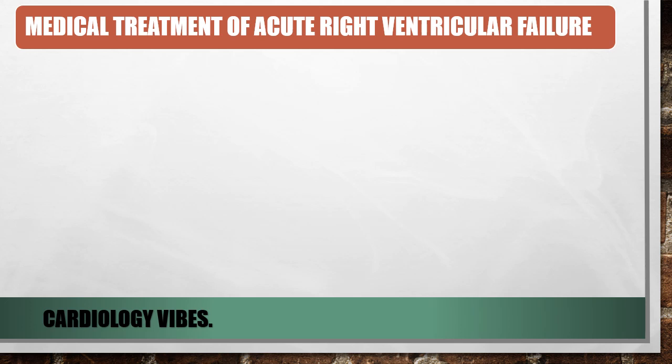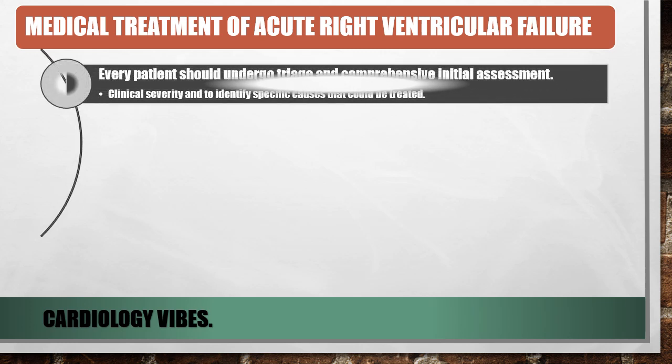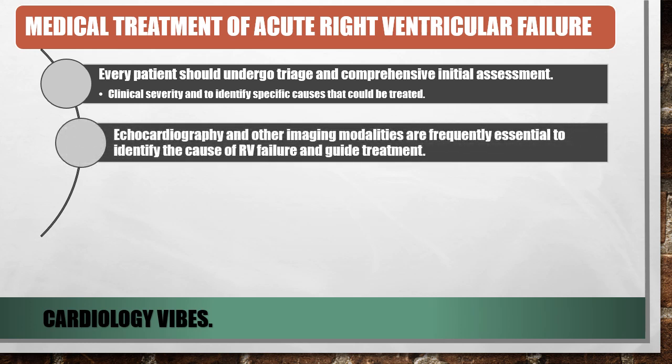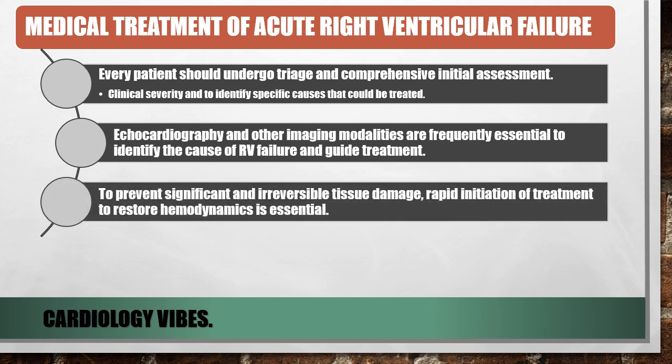Okay, so in this slide we will discuss the medical treatment of acute right ventricular failure. The first thing that you should remember is that every patient should undergo triage and comprehensive initial assessment in order to quantify the clinical severity and to identify specific causes that could be treated. Echocardiography and other imaging modalities are frequently essential to identify the cause of right ventricular failure and guide treatment. To prevent significant and irreversible tissue damage, rapid initiation of treatment to restore hemodynamics is essential.